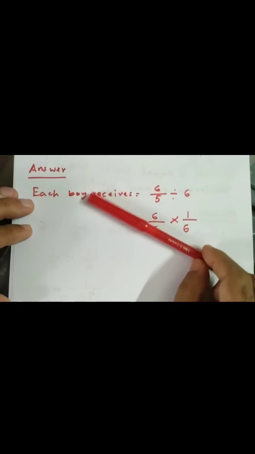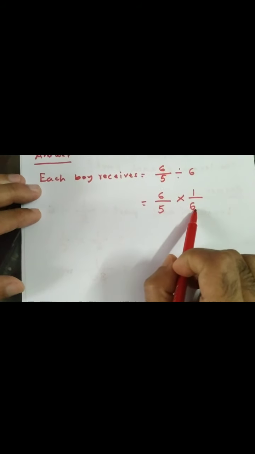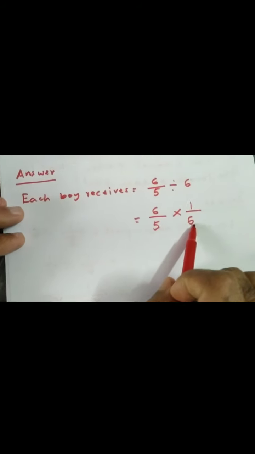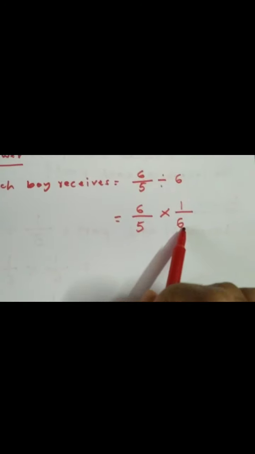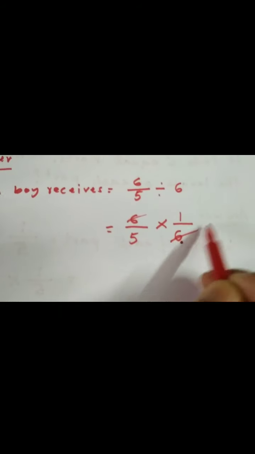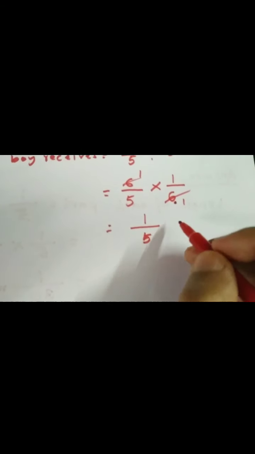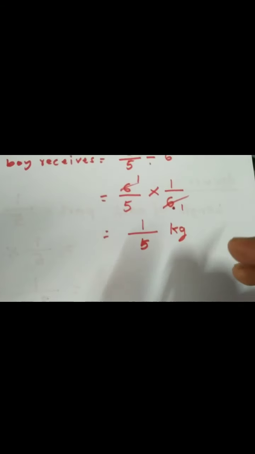Now you look in this direction. In this direction we have two numbers, 6 and 6, that share a factor 6, which is not equal to 1. Other than 1, they share a number 6 as factor. So let's cross it out. What do I get here? 1, 1. Now we can multiply the numerators together, which gives us 1, and we can multiply the denominators together, which gives us 5. So how much does each boy receive? 1 by 5 kg.